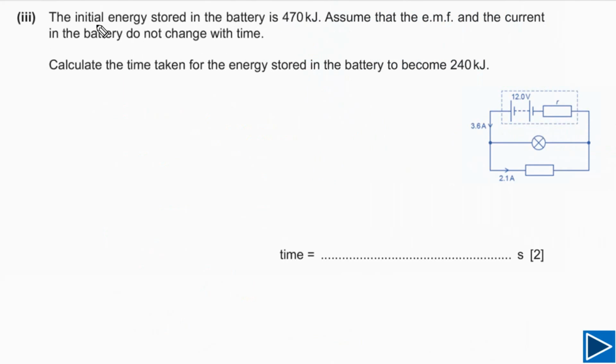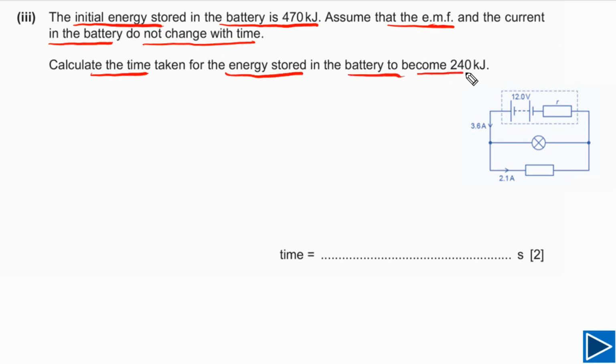For the third part, the question is simply asking us that the initial energy stored in the battery is this, and we need to assume that the EMF of the power supply and the current in the battery do not change with time. We need to calculate the time taken for the energy stored in the battery to become 240 kilojoules.